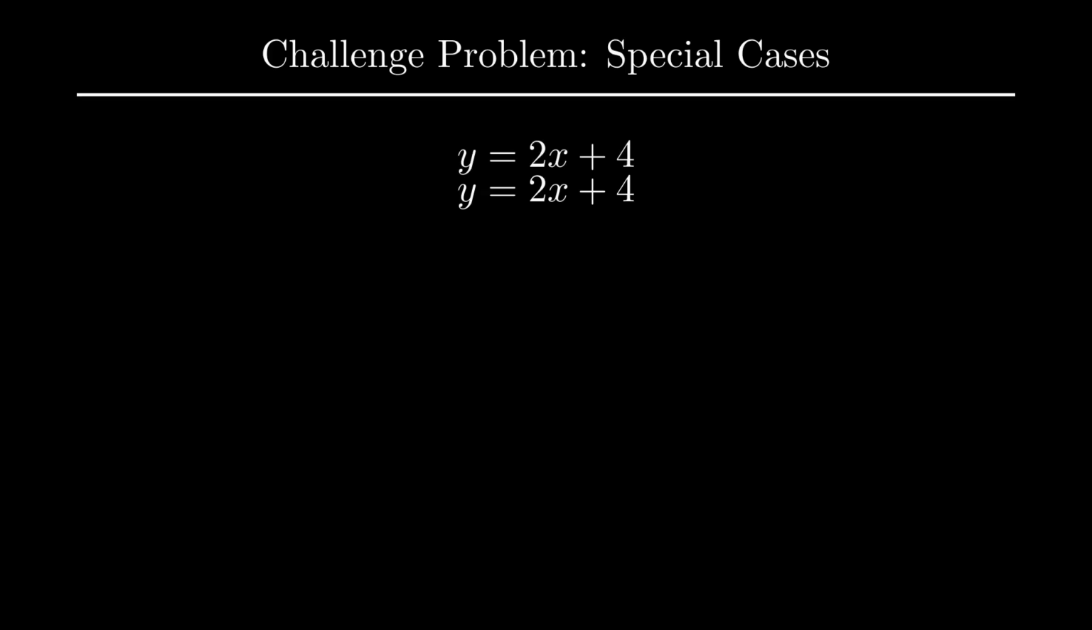Both equations are actually the same exact line. Because they lie right on top of each other, they intersect at every single point. This means that our given system actually has an infinite amount of solutions.